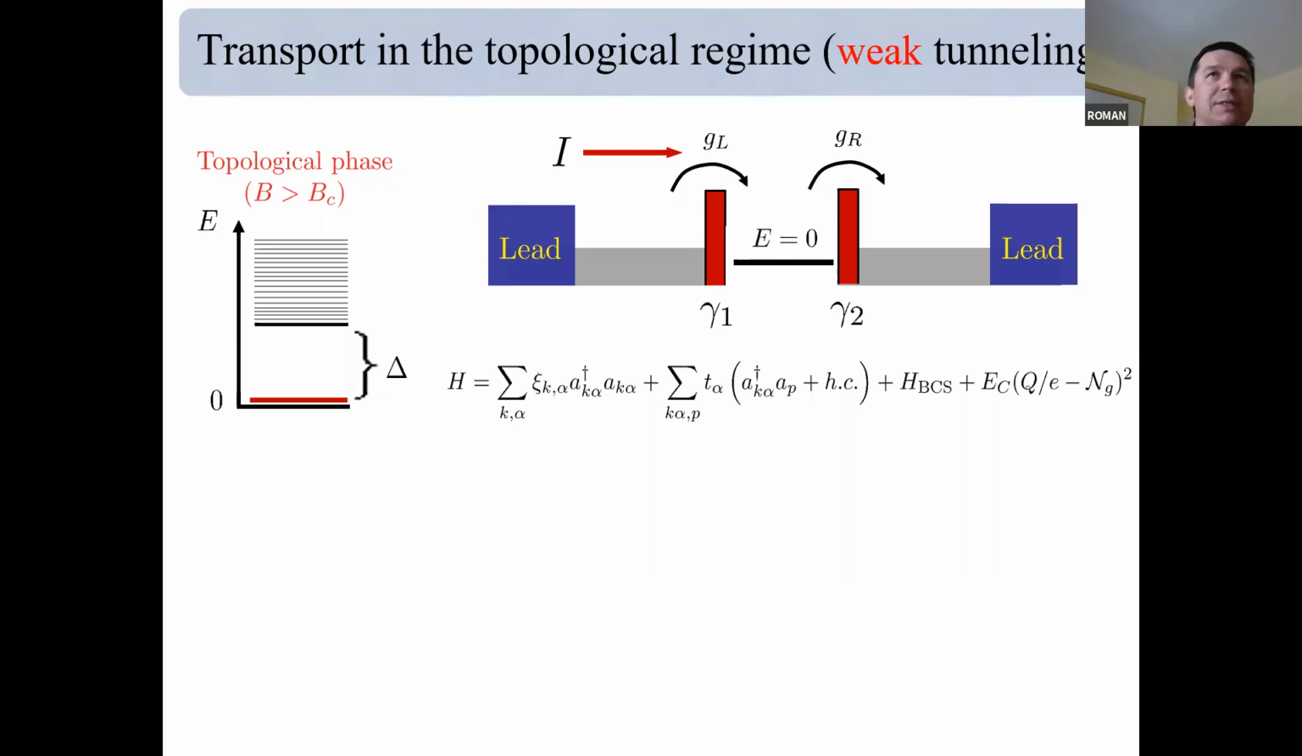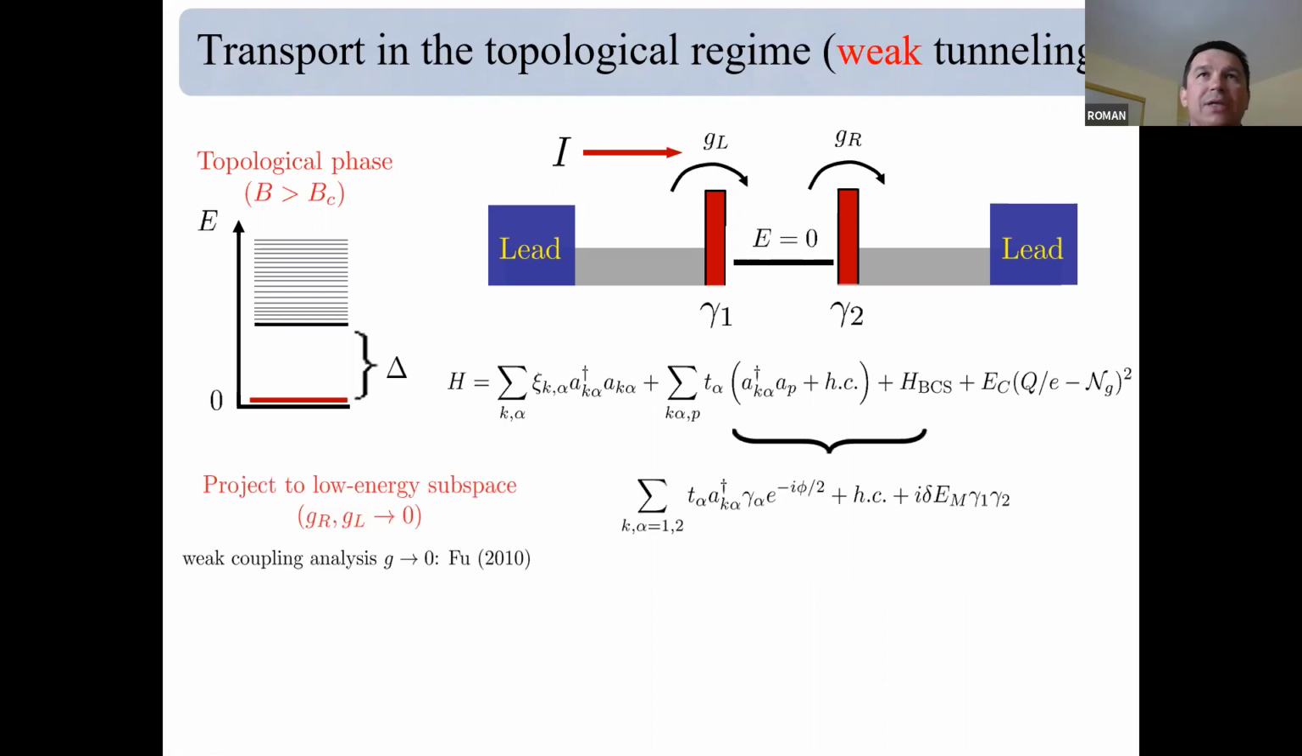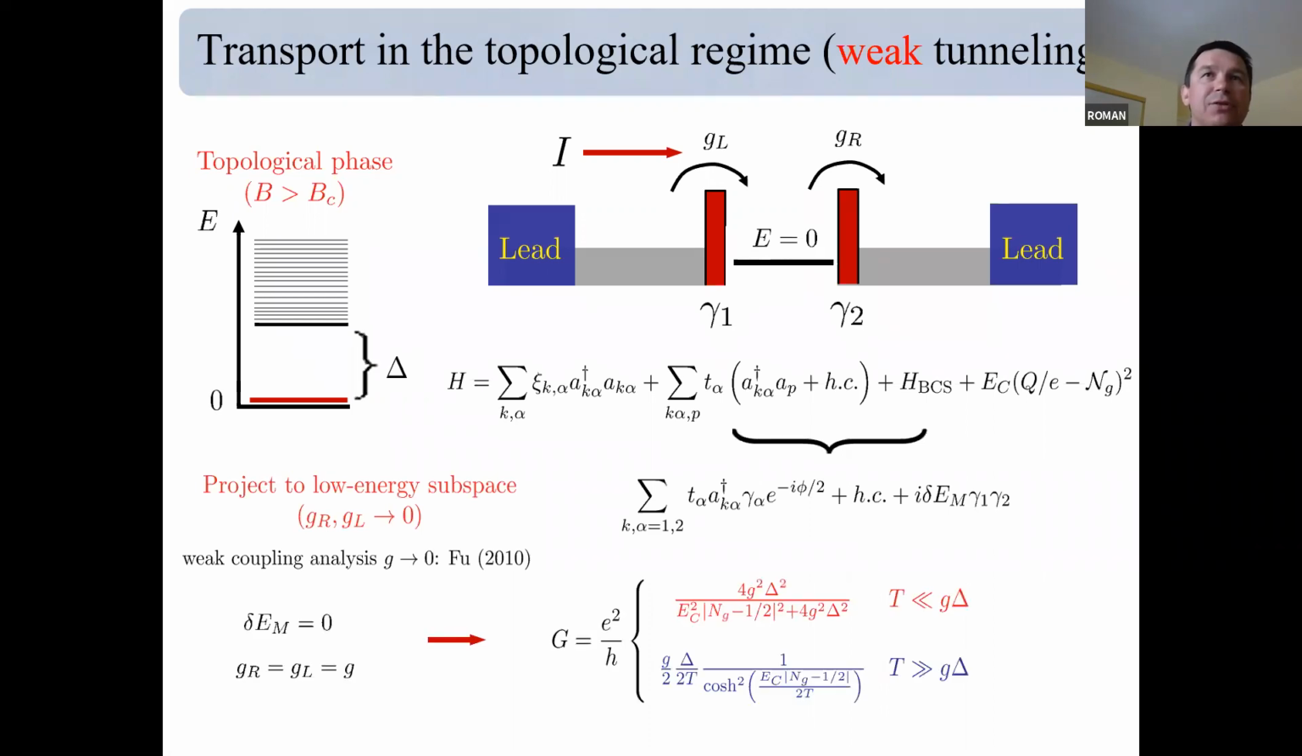So the theory is very simple in this case, because in this topological regime, one can project the system to this low energy subspace and then calculate transport. This model maps essentially to some resonant level model in the absence of the splitting energy. We know the answers for this resonant level model, and they're given by these formulas. And then, as I said, the splitting energy will shift even and odd peaks by a small amount.